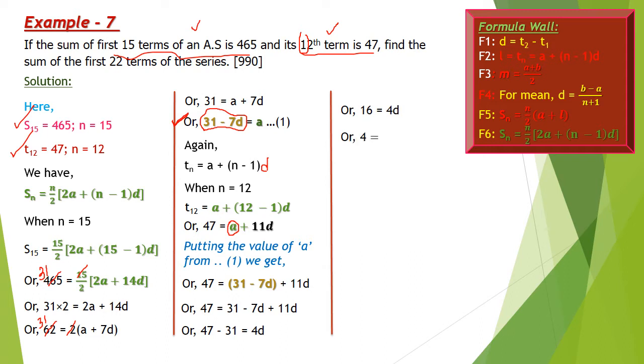Finally, value of d is 4. Now putting the value of d in equation 1, we can get the value of a. 31 minus 7 into 4 equal to a. That is, value of a is 3. So now we have value of a also, we have value of d also. Now we can easily find the sum of 22 terms, that is, value of n is 22. We are going to use formula 6 once again.